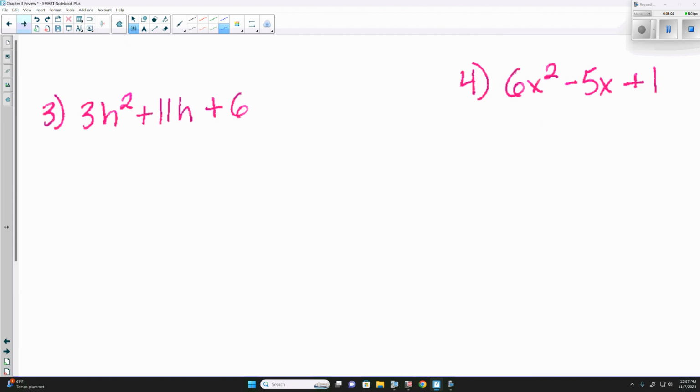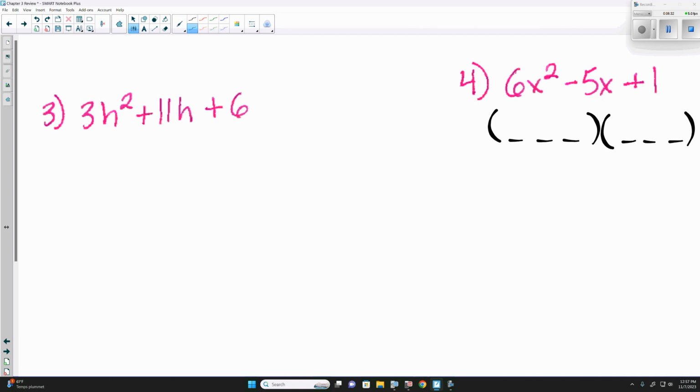Questions on 3 or 4? Which one do we want to look at? 4. So with factoring, again, the first thing we want to look for is a greatest common factor. Is there a number or term that can go into all 3? No. So we move on to step number 2. Our 2 sets of parentheses with 3 spaces.